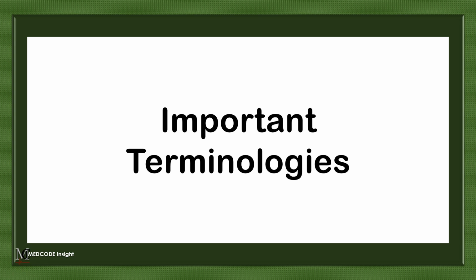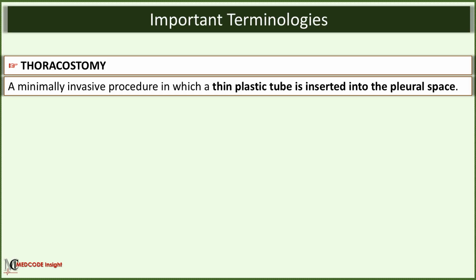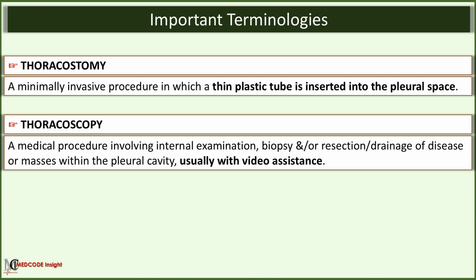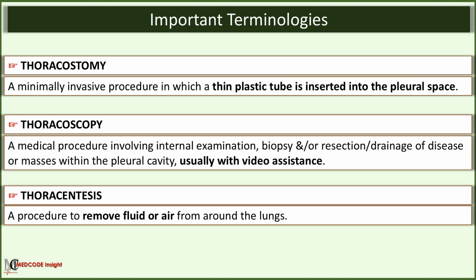Before discussing the guidelines and codes related to lungs and pleura, we need to understand the important terminology related to these regions. Thoracostomy is a minimally invasive procedure in which a thin plastic tube is inserted into the pleural space. Thoracoscopy is a medical procedure involving internal examination, biopsy, and a resection or drainage of disease or masses within the pleural cavity, usually with video assistance. Thoracocentesis is a procedure to remove fluid or air from around the lungs.